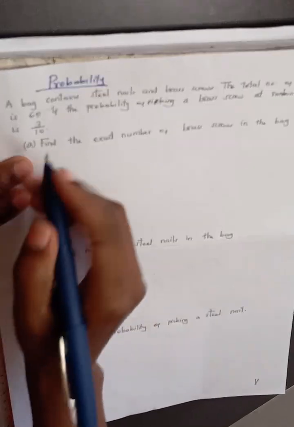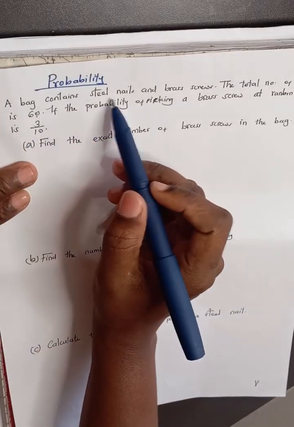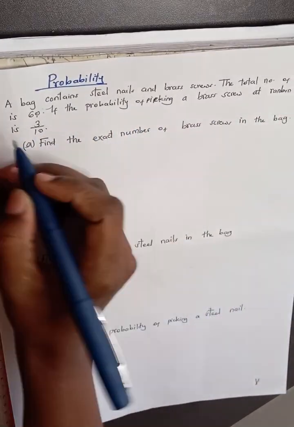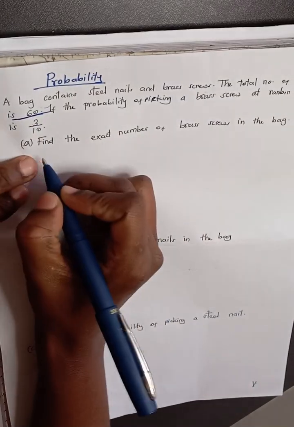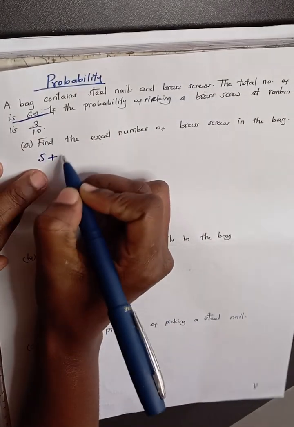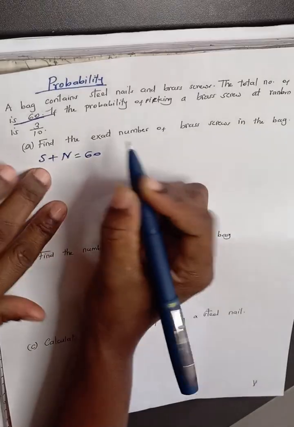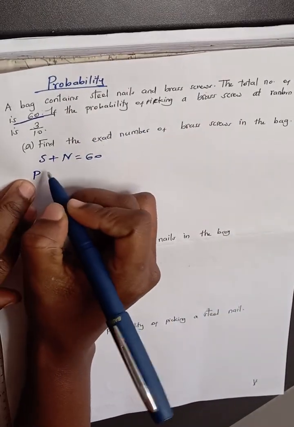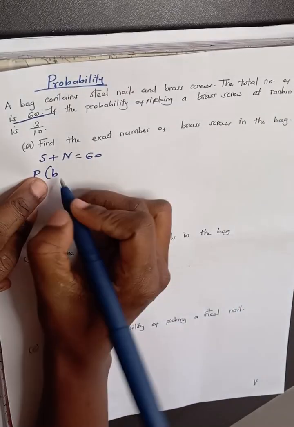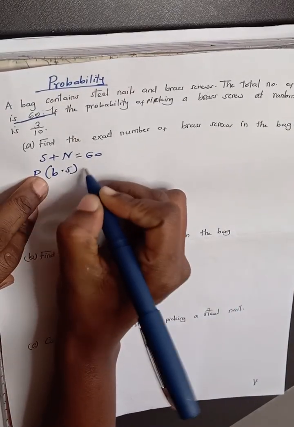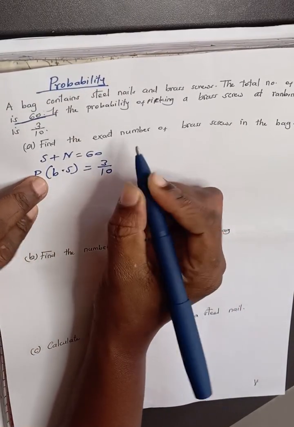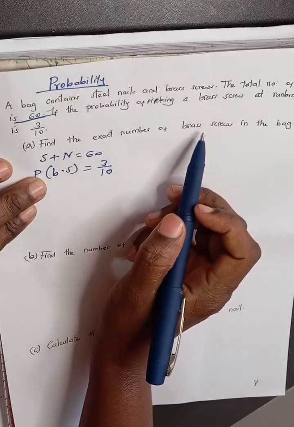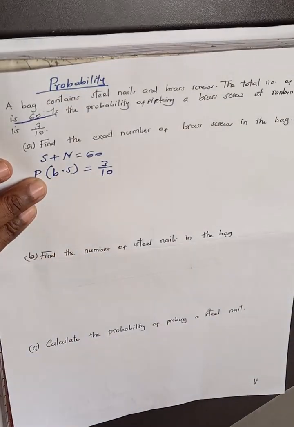On probability, we are given that a bag contains steel nails and brass screws. The total number of items is 60. This means screws plus nails is equal to 60. If the probability of picking a brass screw, P(brass screw), is equal to 3/10, find the exact number of brass screws in the bag.